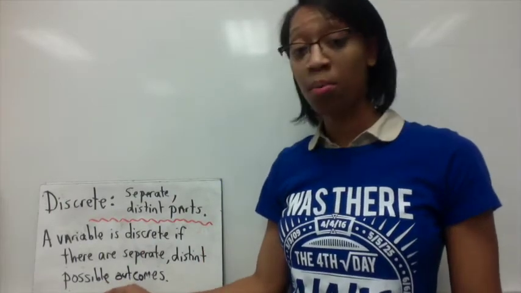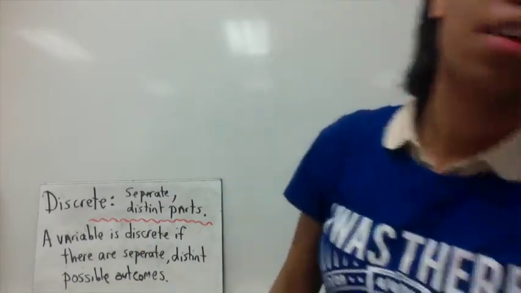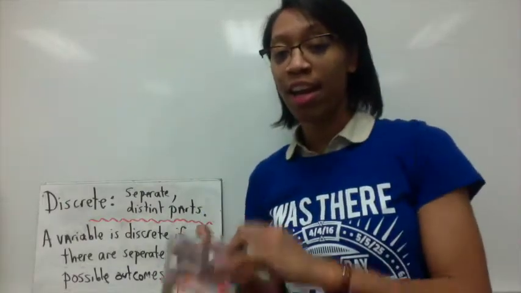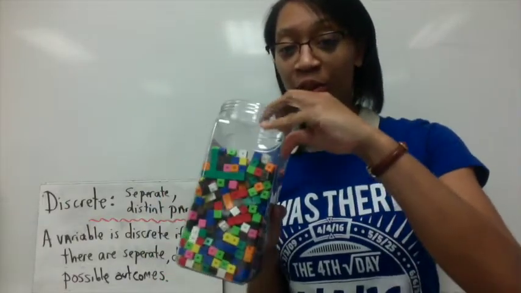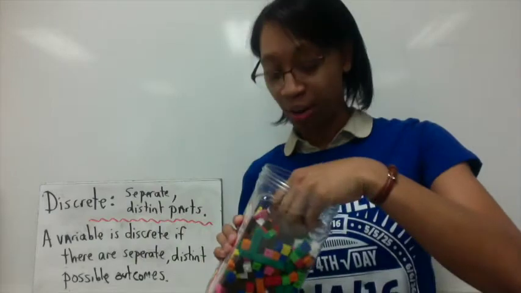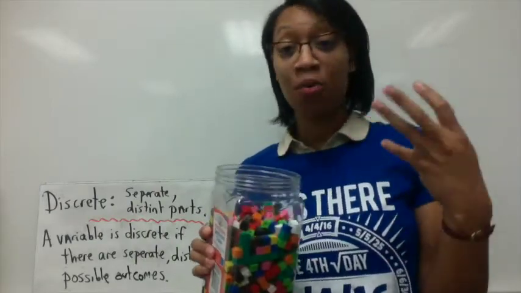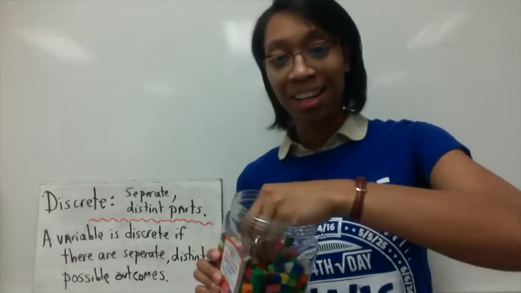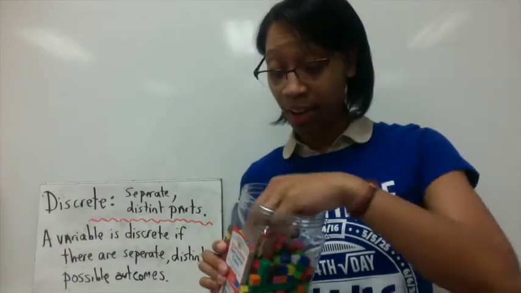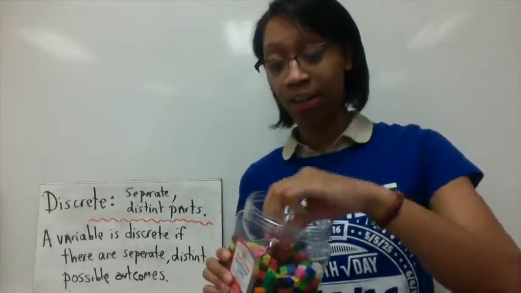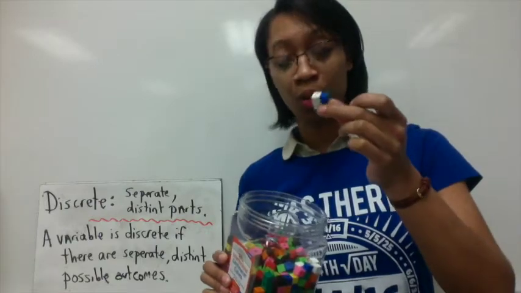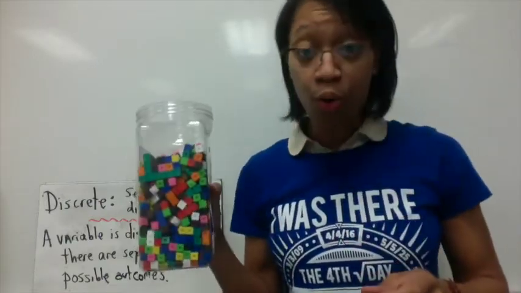Let's say, for example, that I draw a cube out of this container here. I know that when I draw out a random cube, that's my random variable. Well, what am I going to get? I'm either going to get a black, or a pink, or yellow, or blue, or white, or brown, or orange.